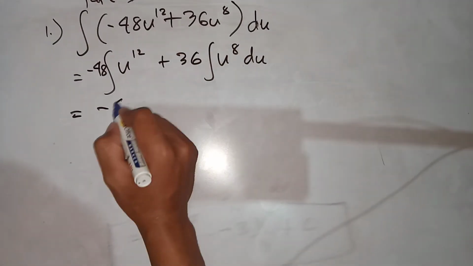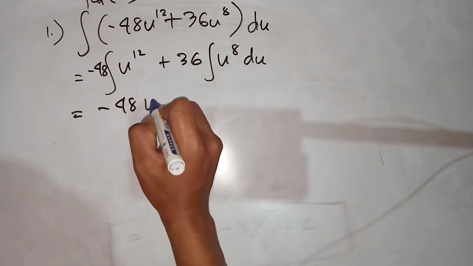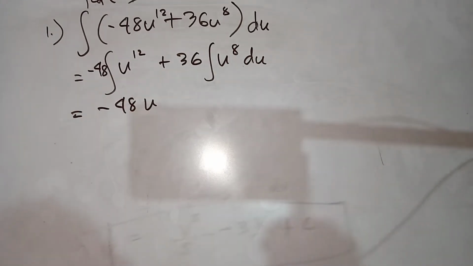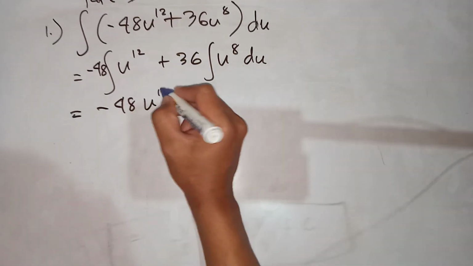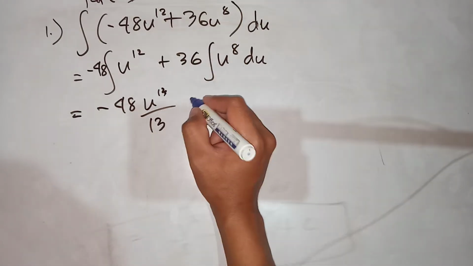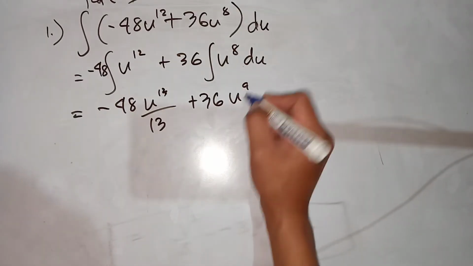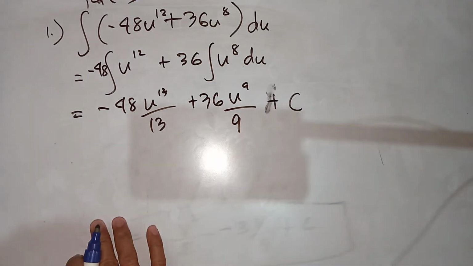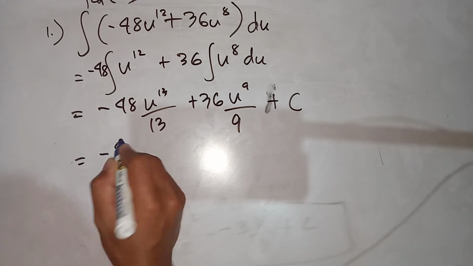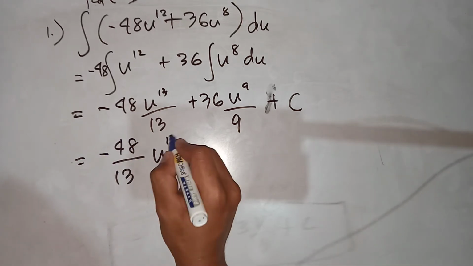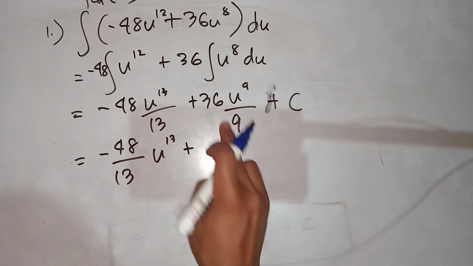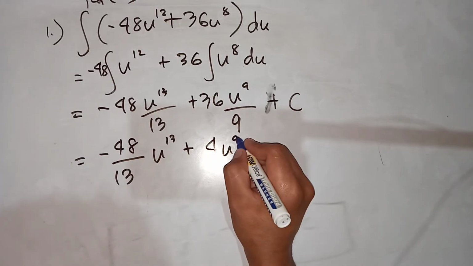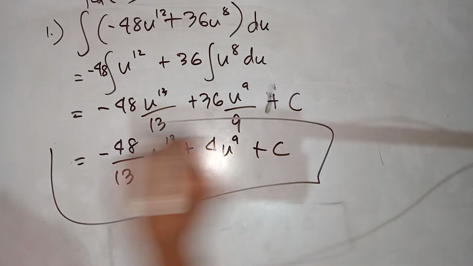So this becomes negative 48 u to the 13th power over 13 plus 36 u to 9 over 9 plus c. So we could reduce this: 48 over 13 u to the 13th power plus 36 divided by 9 is just equal to 4 u to the 9th power plus c, and this is our answer.